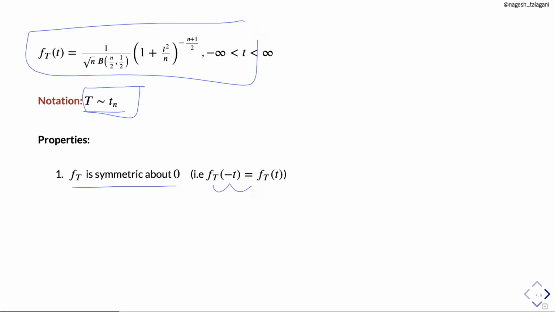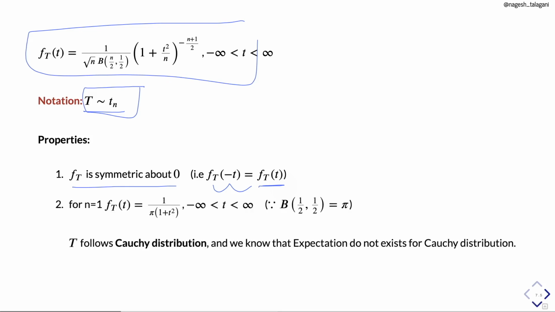As you can see, f_T(-t) is the same as f_T(t), which is an even function, so this is going to be symmetric about 0. Next, for n equal to 1, this PDF will turn out to be 1 by root 1 times beta(1/2, 1/2) times (1 + t square by 1) to the power of minus (1 + 1)/2.